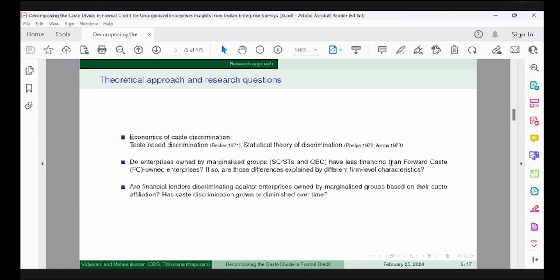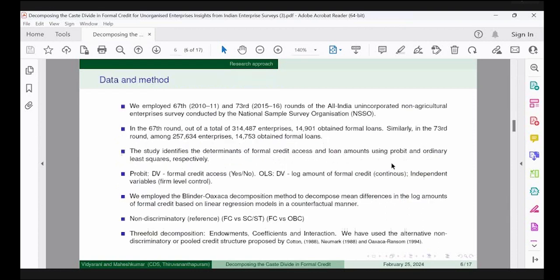Keeping all this in mind, our research questions mainly focus on: do enterprises owned by marginalized groups, especially SC/ST and OBCs, have less financing than forward caste owned enterprises? If so, are those differences explained by different firm-level characteristics or others? And second: are financial lenders discriminating against enterprises owned by marginal groups based on their caste affiliation? Has this caste discrimination grown or diminished over time? For this empirical work, we employed the 67th and 73rd rounds of the All India Unincorporated Non-Agricultural Enterprises Survey conducted by NSSO. For the empirical method, we employed probit regression analysis, OLS, and the Blinder-Oaxaca decomposition method.